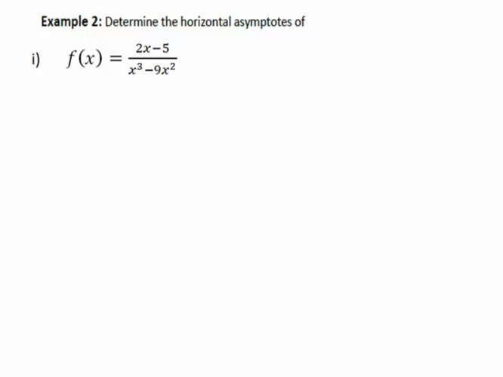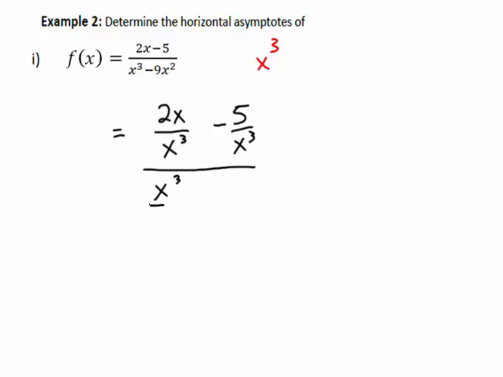So here's our function, the same function that we did before. We want to determine the horizontal asymptotes. So what we're going to do is take our function and look for the highest power of x. Highest power of x in this case is x cubed. So we're going to take every term and divide by x cubed. And what this allows us to do is find the horizontal asymptote. Everything by x cubed. And then we're going to simplify each term individually.